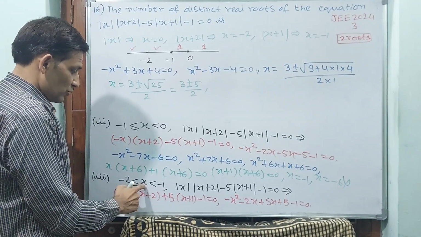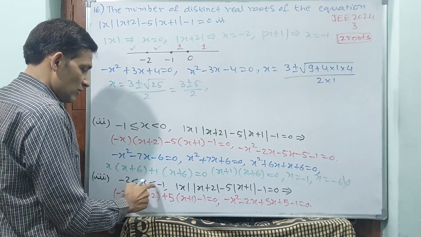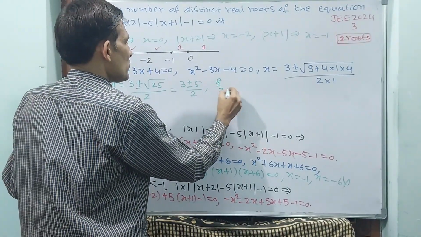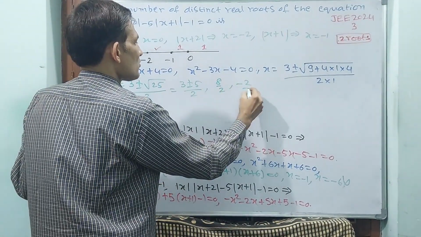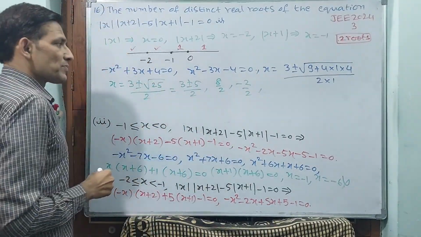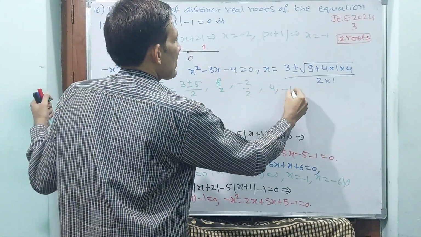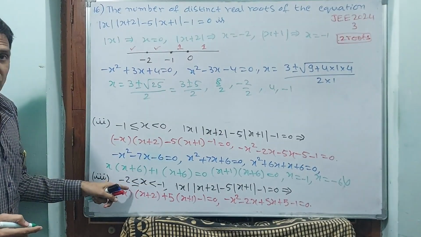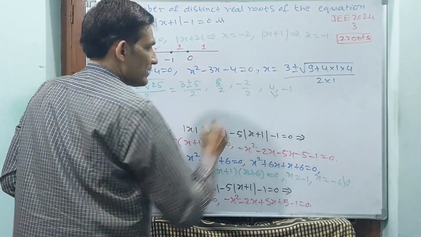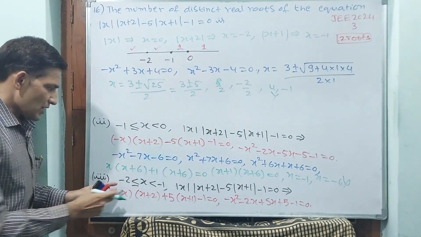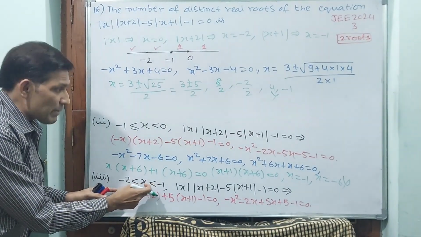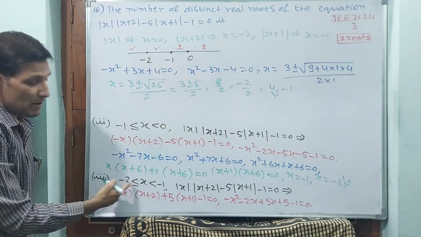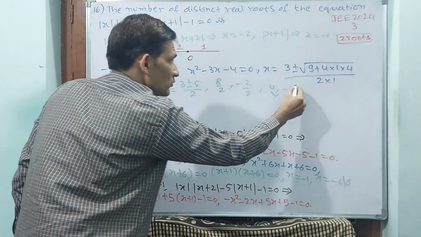For the third one, x should be greater than or equal to minus 2 and less than minus 1. See, 3 plus 5 is 8 by 2, and 3 minus 5 is minus 2 by 2. So 4 comma minus 1. Now observe. When x is already in this range, is 4 valid? 4 is not valid. That is the first point. Second point: x should be less than minus 1, not equal to minus 1. Up to minus 2 go, but less than minus 1. Is it valid? This is also not valid.